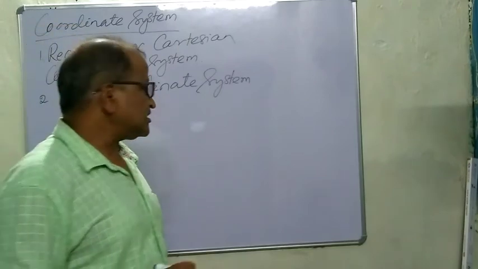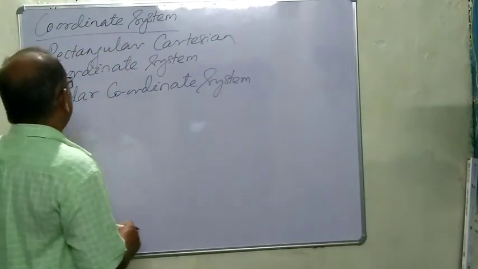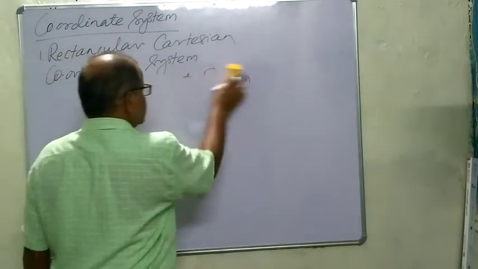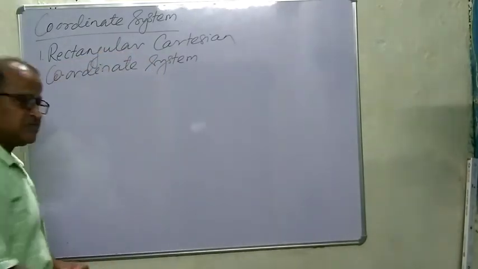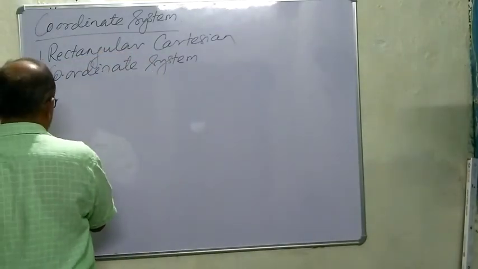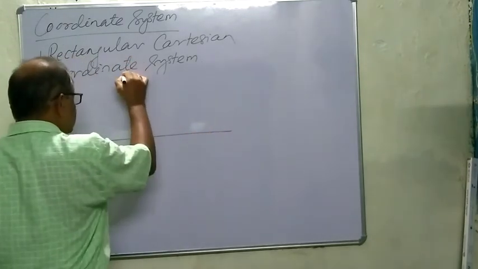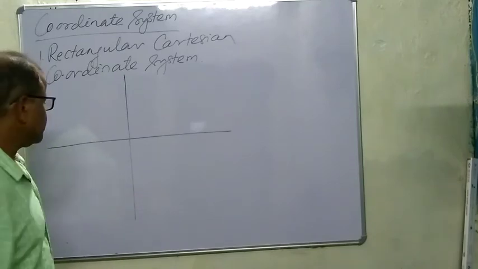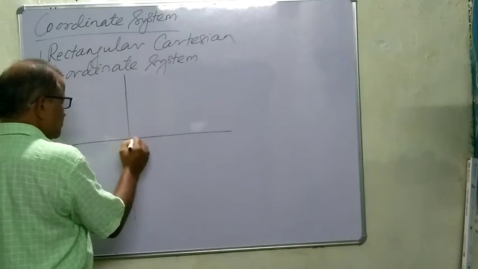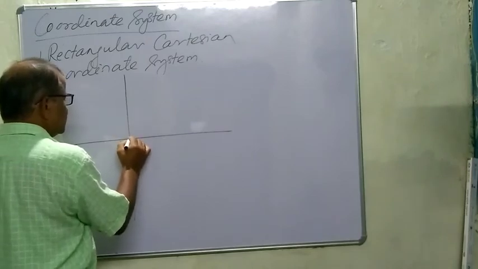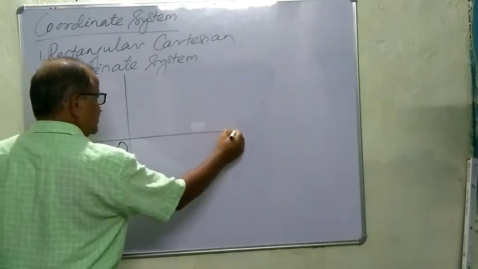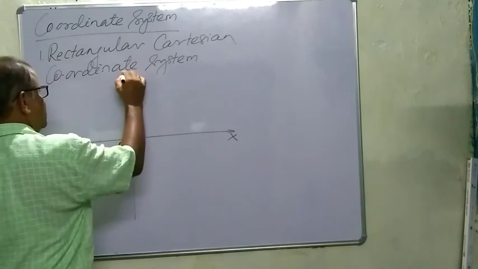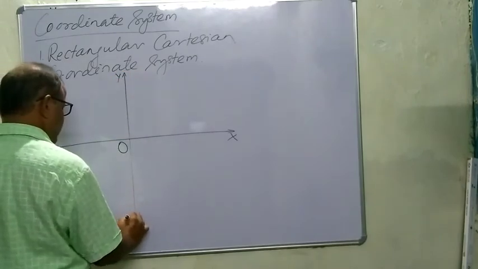Right? What is Cartesian? First we will discuss the rectangular Cartesian coordinate system. Here we have to take two number lines, which are called the lines of reference, perpendicular to each other. The point of intersection of these two number lines is O. This number line is called the x-axis, and this is called the y-axis.